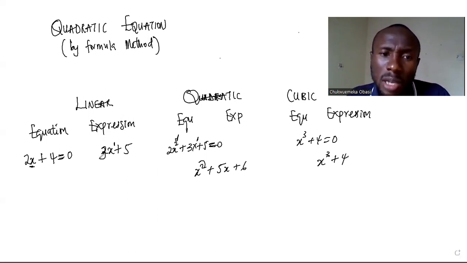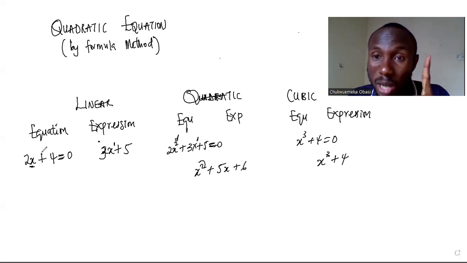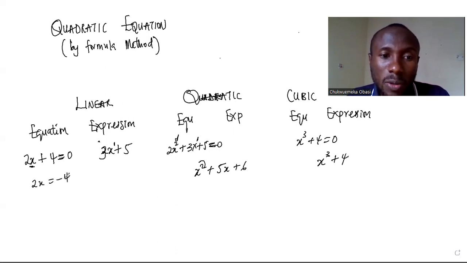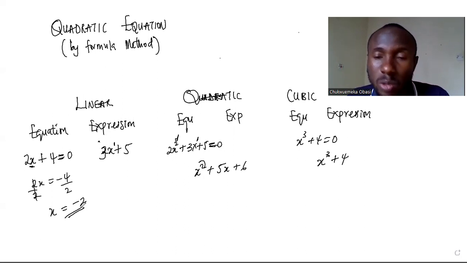And let me go further to tell you about equations now, not expression. I mean equations. Since this is linear, when you solve this linear equation, you're going to get one solution because the highest power of the unknown variable is 1. So let's solve it. We have 2x will be equal to minus 4. You divide both sides by 2. So therefore, x must be equal to minus 2, you see, one solution.